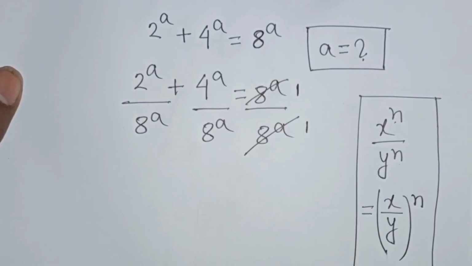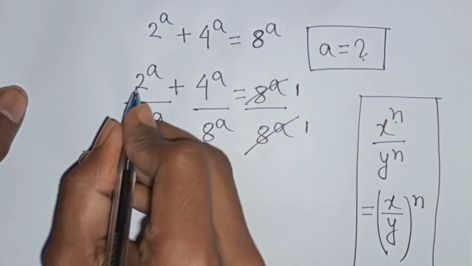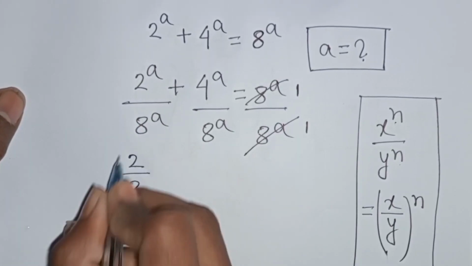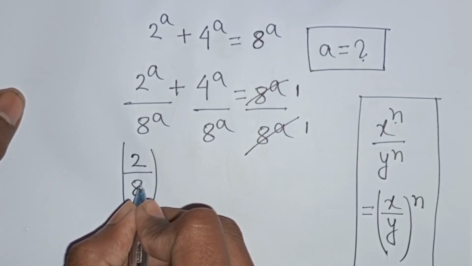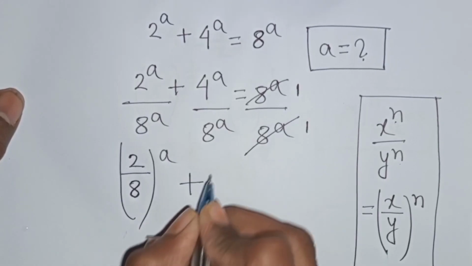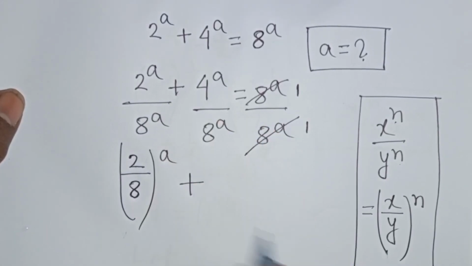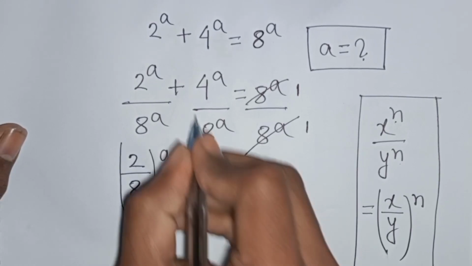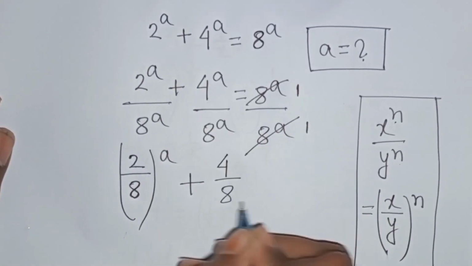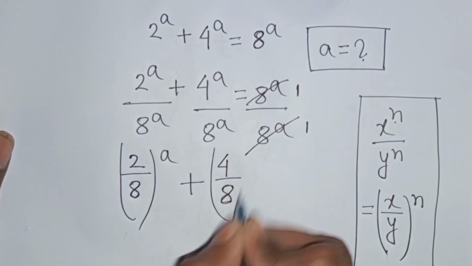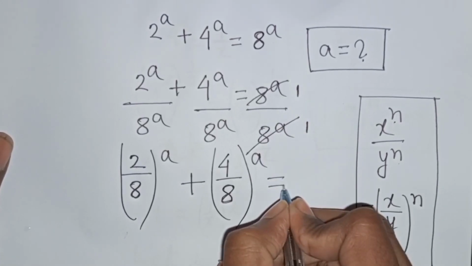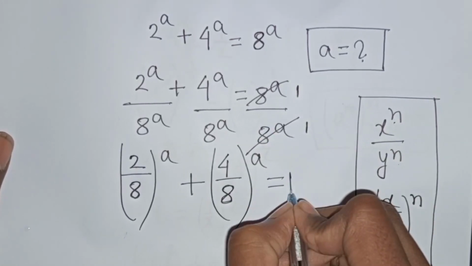So according to this exponential rule, we can write here 2 over 8, then bracket common power a, plus again the same power but different base. So according to this exponential rule, we can write here 4 over 8, then bracket common power a is equal to 1.